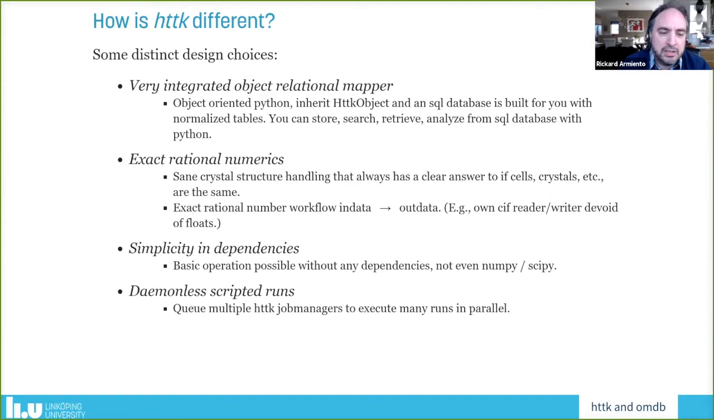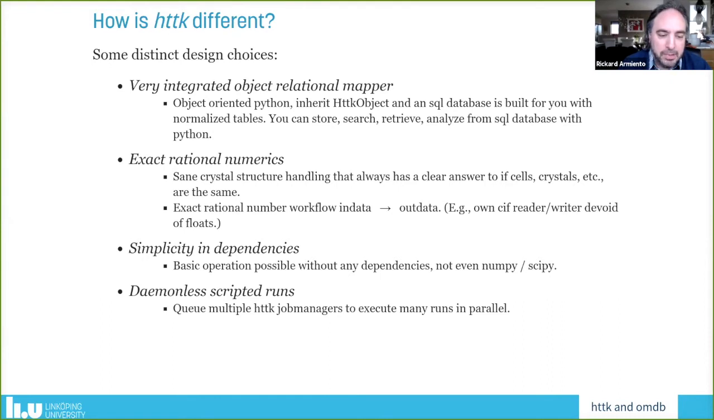It works with exact rational numerics. So when you're comparing cells and crystals and so on, at least with the default settings, there is a definite answer if things are the same or not. There is an exact rational number workflow when you read in data and when you produce output data. All throughout the high throughput toolkit, things can be preserved as exact rational numerics rather than floating point numbers.